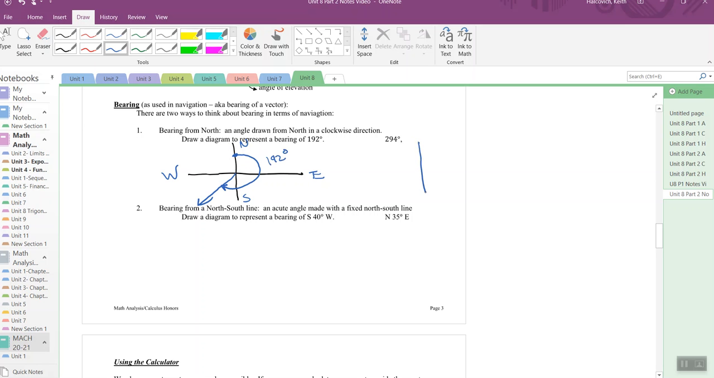So if you're going 294 degrees, you start at the top here, and you go 90, 180, 270 to there. So that would be about 294 degrees. All right.